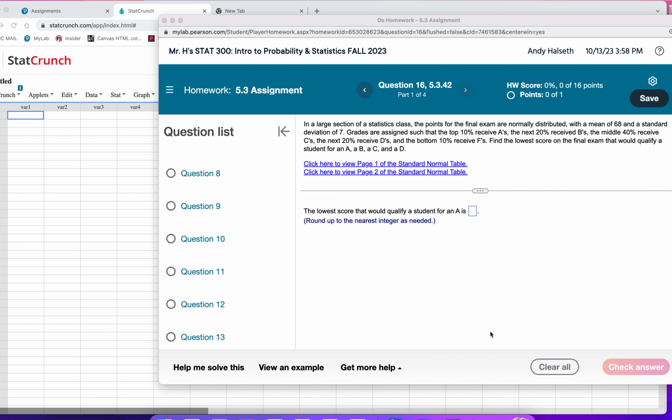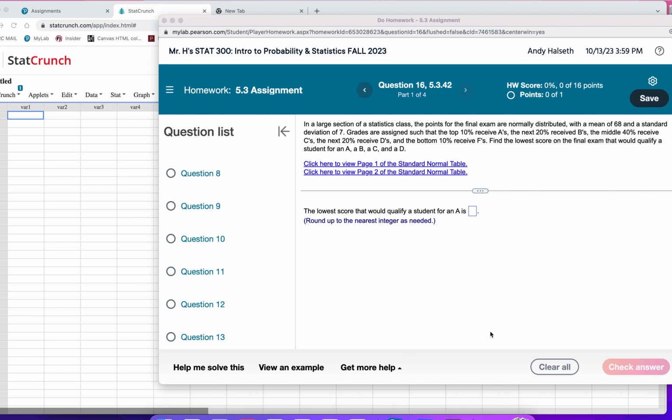Going over 5.3 number 16. It's the one where you have a statistics class and the points for the final exam are normally distributed with a mean of 68 and a standard deviation of 7. And then we're going to find the lowest score on the final that would qualify for each of the letter grades. So let's do A first.